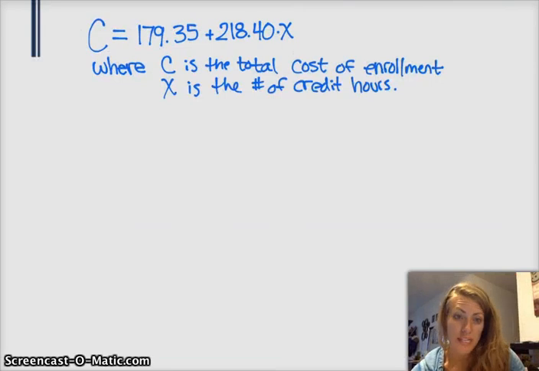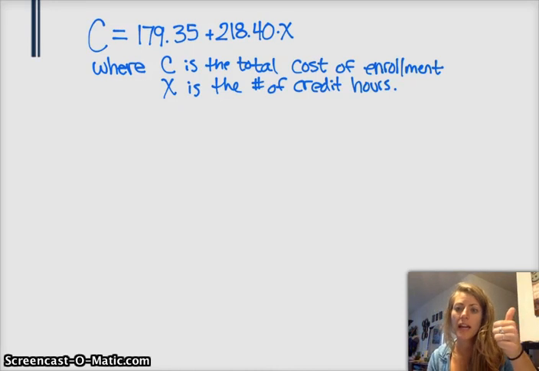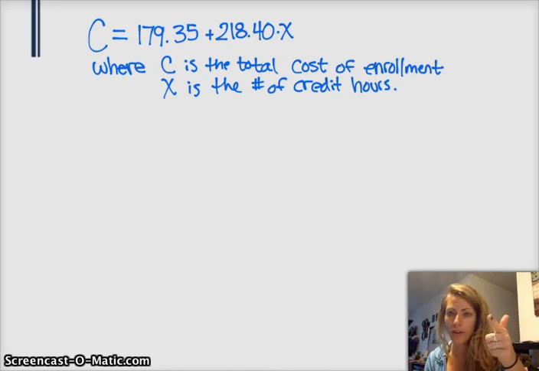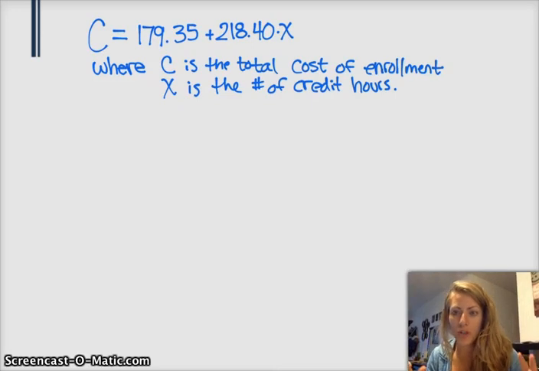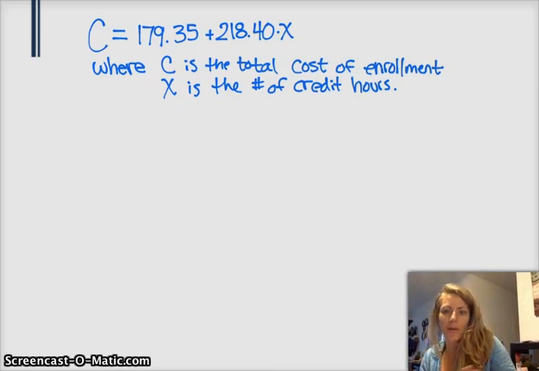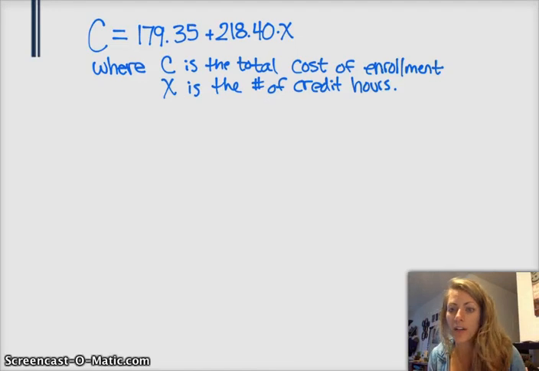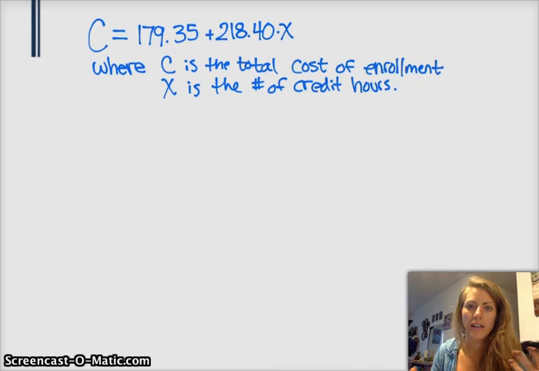Take a minute to notice what I did, okay? I have my equation, C equals 179, blah, blah, blah, with X, right? But I also state the context. I say C is the total cost of enrollment and X is the number of credit hours. So even without the original problem, I still know what I'm talking about and I still know what the variables represent. So this is really, really important if we're talking about real life situations. You really have to define everything in context.